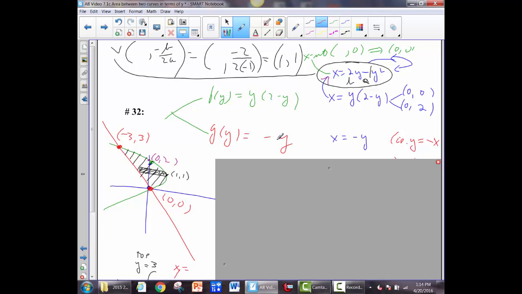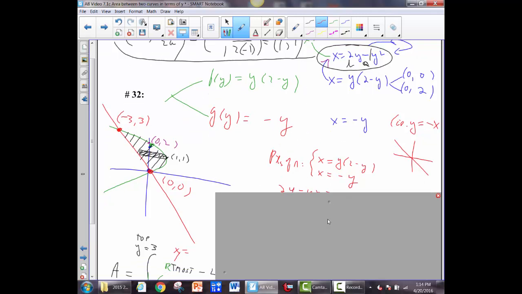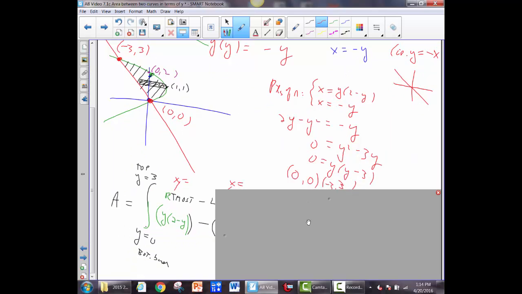The red curve is not really a curve, it's the line x equals negative y, which is the same thing as the line y equals negative x, so that is a line through the origin. You then need to find out where they intersect one another. So you have x equals y times 2 minus y, and here you have x equals negative y. Set those equal to each other, solve, and you'll find out that the two curves intersect at the point 0, 0, and at the point negative 3, 3. I get 0 for y and 3 for y. Plug those in to here, for example, and negative 0 is 0, and negative 3 is negative 3.